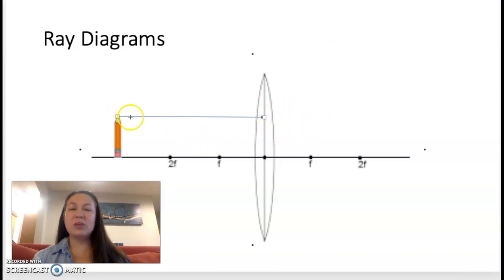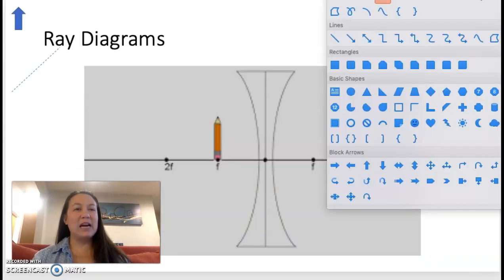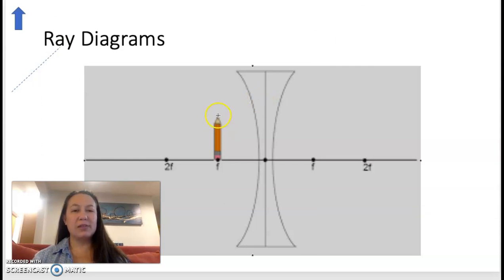So imagine a parallel ray of light leaves the top of the pencil. This lens is a converging lens, so it would bend that ray of light towards the focal point. Whereas this ray diagram would be for a diverging lens, so a light ray that goes parallel in would have to go away from this focal point.